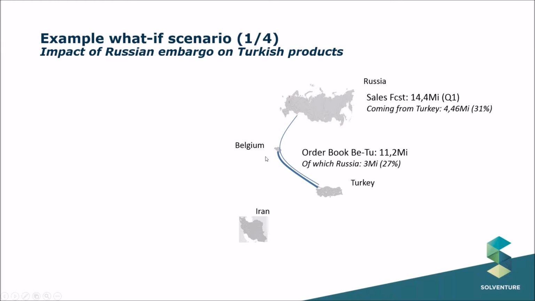There's a second big risk, meaning that the goods in Russia are delivered from Belgium, from the DC in Belgium. And if you look at the DC in Belgium, well, they have ordered for the next quarter 11.2 million of material, of which around 27% is destined to go to Turkey. So the second problem is that if Russia is no longer taking Turkish products, there is around 3 million of product which we have ordered in Turkey and which is probably coming our way.